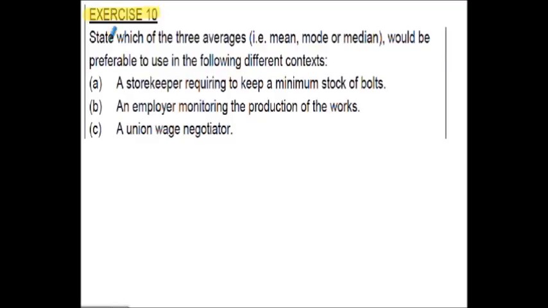Exercise 10 here, we're asked to state which of the 3 averages, the mean, the mode, or the median, would be preferable in the following different contexts. A, a storekeeper required to keep a minimum stock of bolts that are commonly used in the workshop. B, an employer monitoring production of the works production line. And C, a union wage negotiator involved with discussion with management over pay rises.